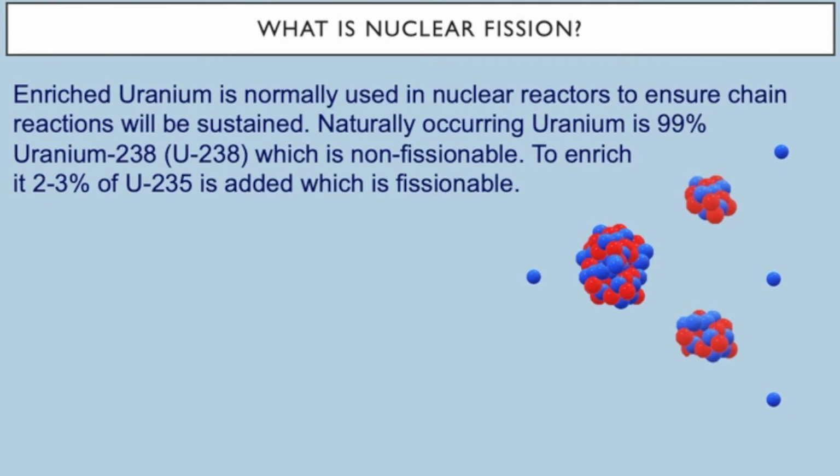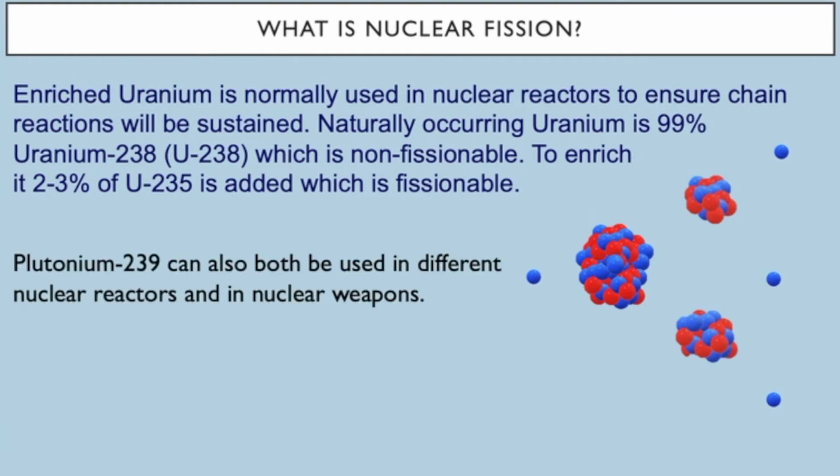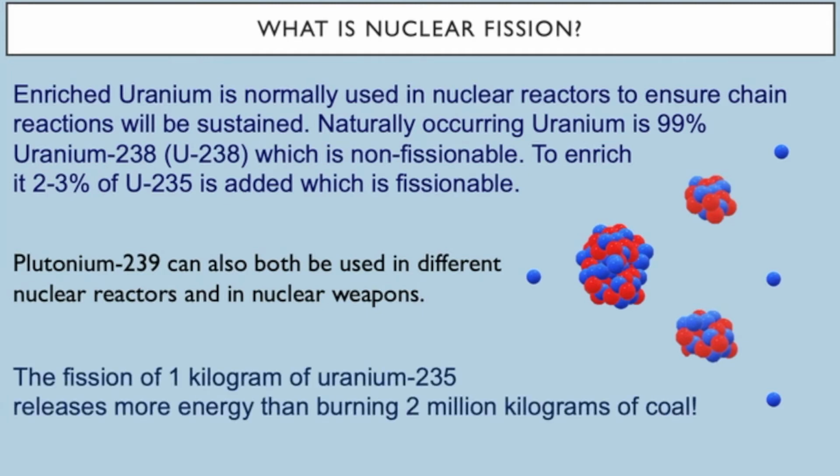So let's carry on looking at it. Enriched uranium is normally used in nuclear reactors to ensure chain reactions will be sustained. Naturally occurring uranium is 99% uranium-238, which is non-fissionable. To enrich it, 2 to 3% of uranium-235 is added, which is fissionable. Plutonium-239 can also be used in different nuclear reactors and in nuclear weapons as well.